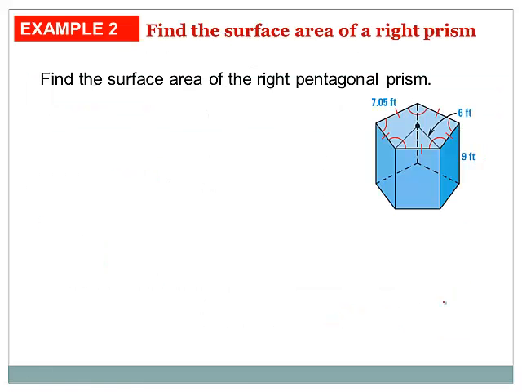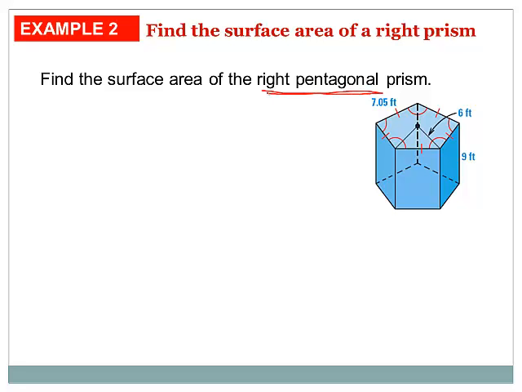Okay, in this one it says find the surface area of a right prism. This is probably one of the harder ones that you're going to get. So it says find the surface area, it's right, and it's a pentagonal prism, which means you have a pentagon on the top and the bottom.